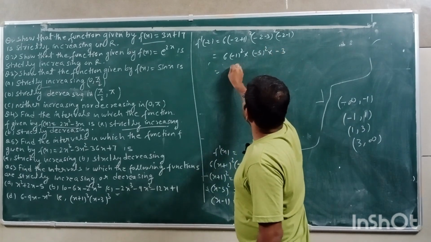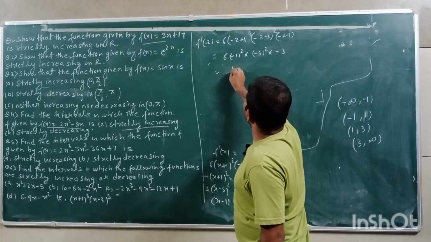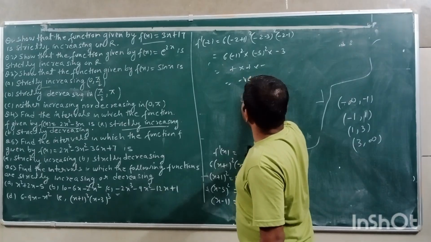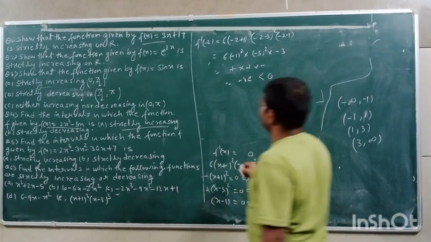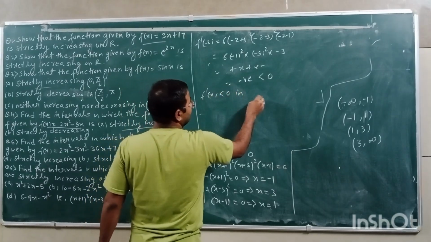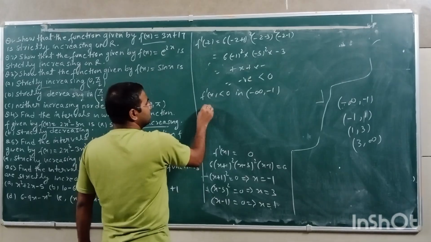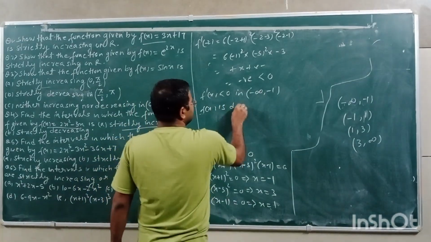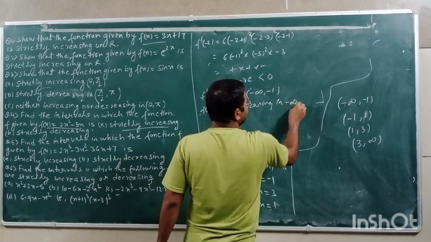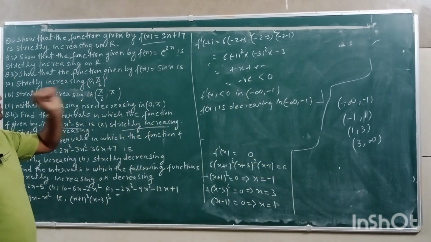So see here, 6 into positive will come, here negative. It means a negative value is coming, less than 0 you are getting. Then f dash x is less than 0 in which interval? Minus infinity to minus 1. It means f x is decreasing. What you will write? Decreasing in minus infinity to minus 1. So in this way you will tell that it is decreasing.